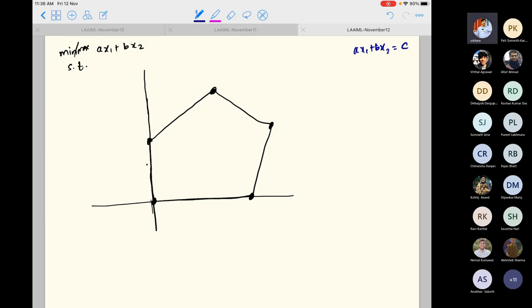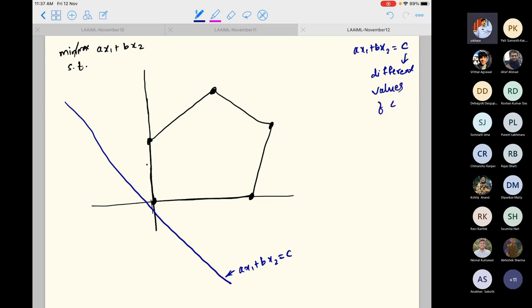Yes. So suppose that line is this. This is the line ax1 plus bx2 is equal to c. Now for different values of c, what will happen to this line? The line will shift, right? That's all that will happen. So we'll have another line which is parallel to the line that I have drawn, for different values of c.